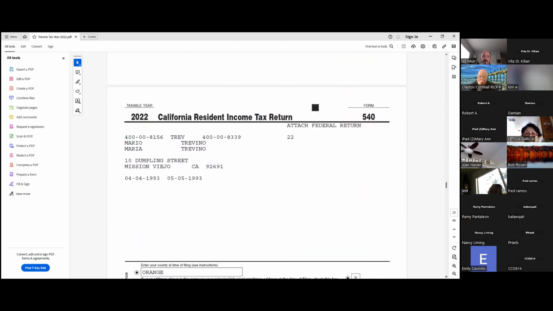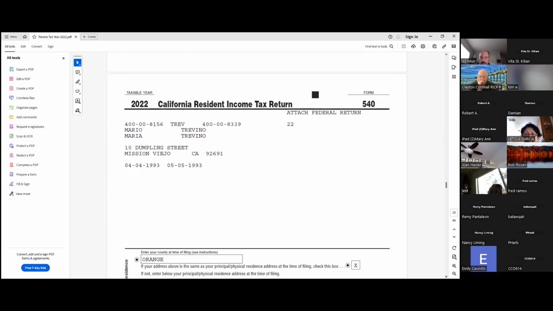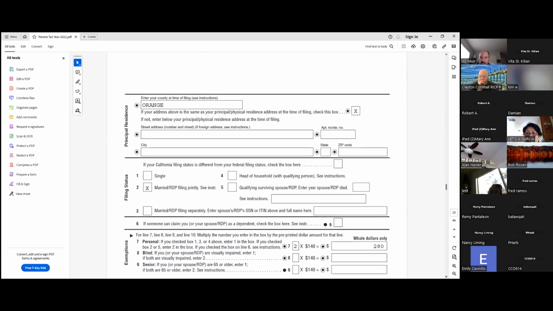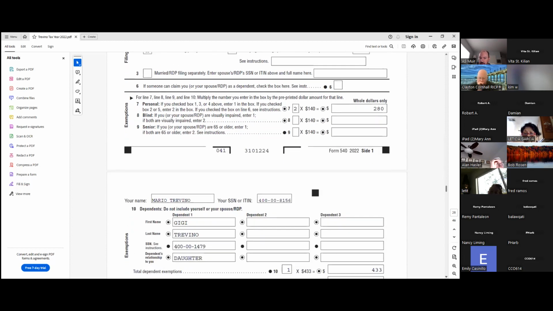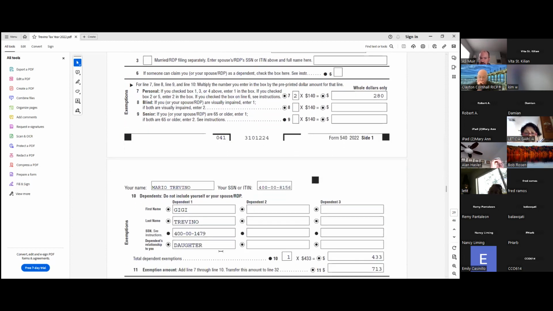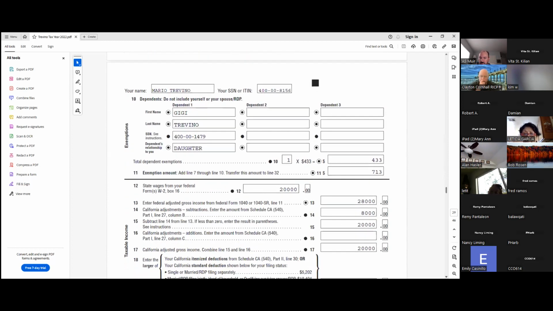Okay, here's our California return. And you can see that in this particular case, we've got the personal exemption, and that is mom and dad, $140 a piece. That's increased in 2023. And we've got the dependent exemption of 433. So these exemption amounts are going to be non-refundable amounts, if you will.